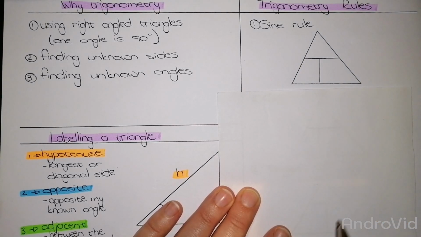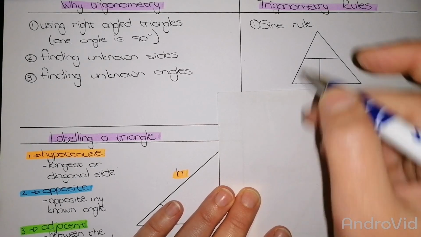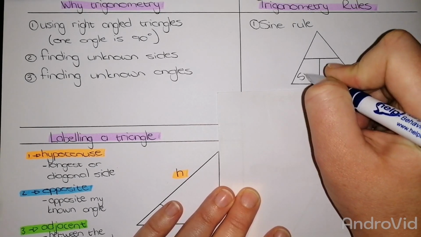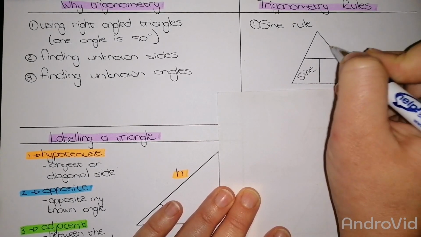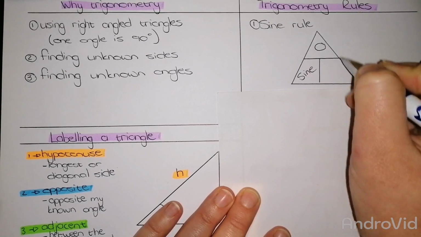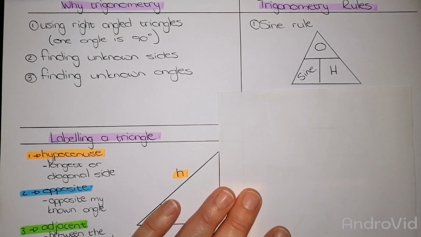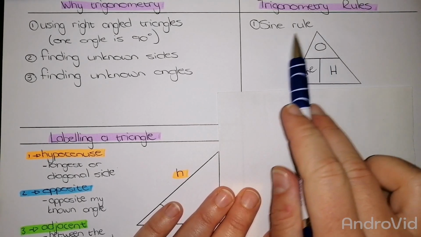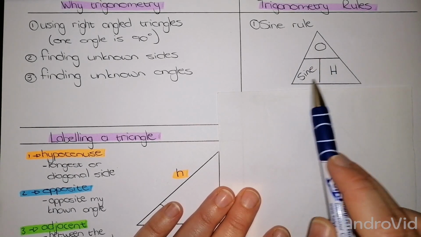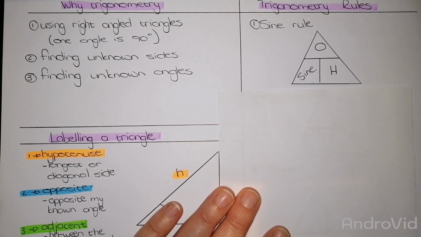In the sine rule, we have three different areas. In the left-hand corner, I have sine. At the top, I've got an O, and at the bottom, I've got an H. This is my sine triangle. When using this triangle, I need all three of these blocks ticked off.